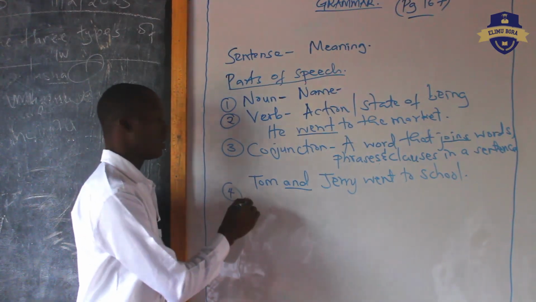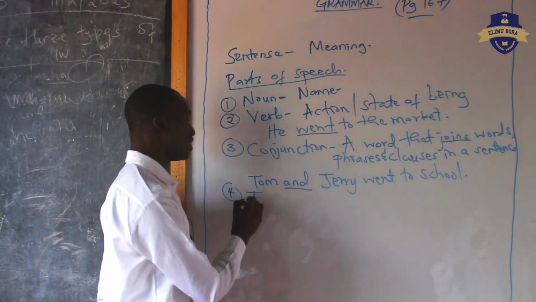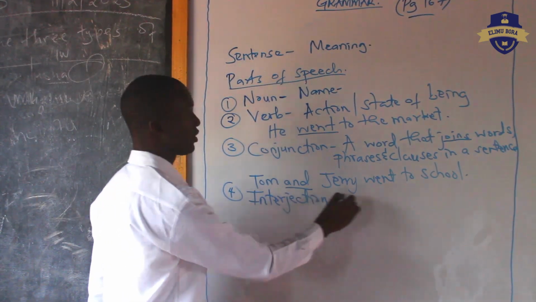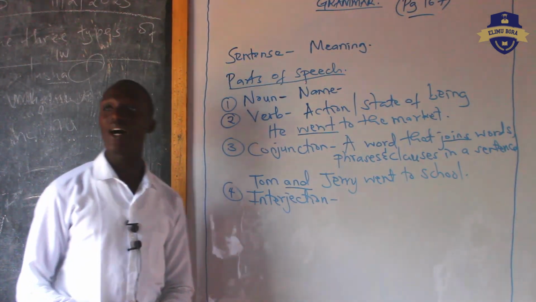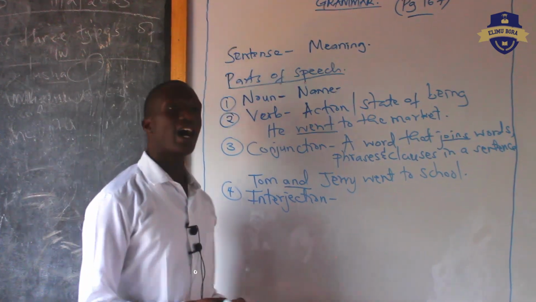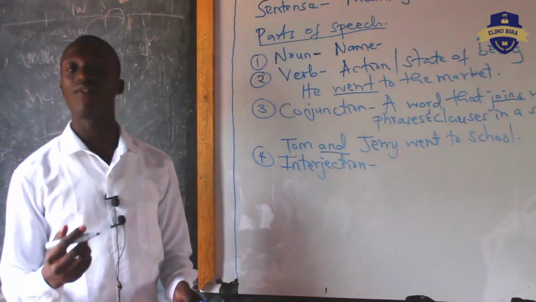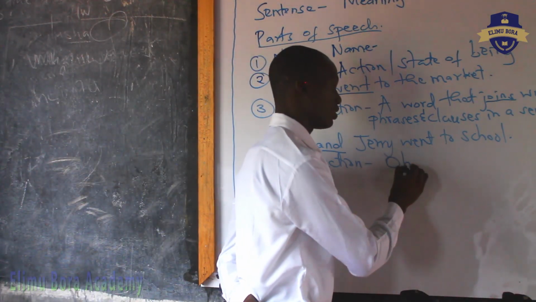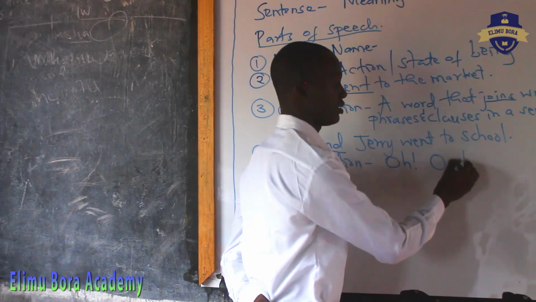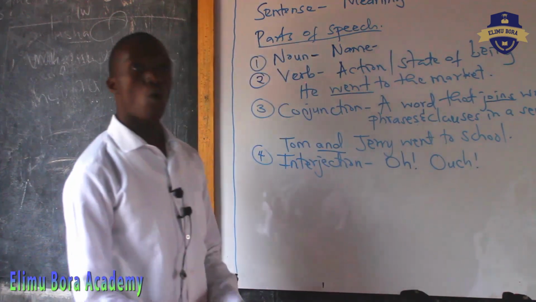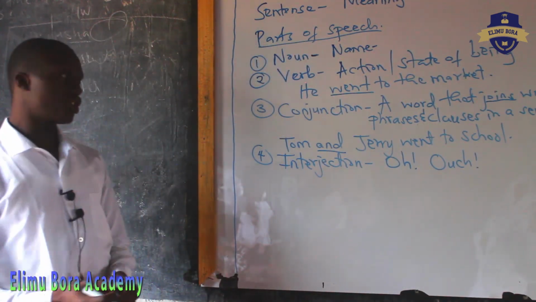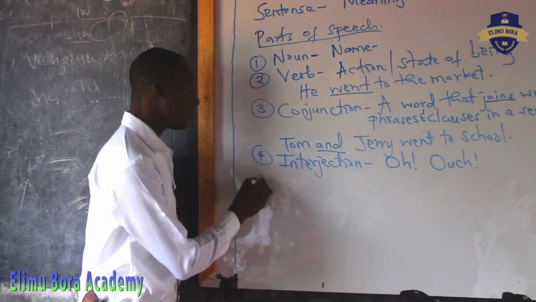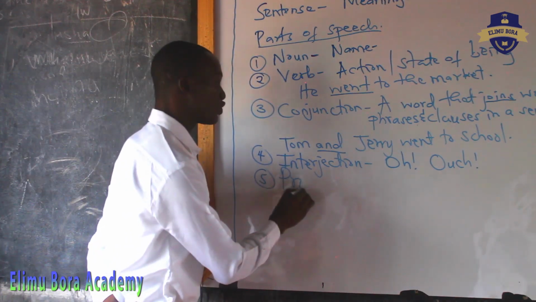Number 4, we have another one called interjection. So an interjection is a word that shows a strong feeling or a feeling of emotion in a sentence. For example, oh or ouch. That's an example of an interjection. Number 5, preposition.